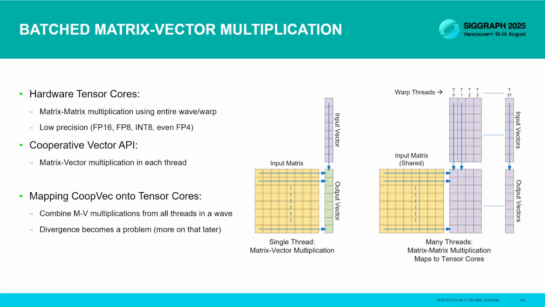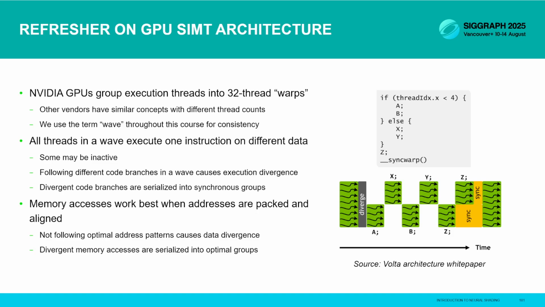When you look at a combination of matrix-vector multiplications from multiple threads, it's easy to see that the vectors can be just stacked together, and the multiple matrix-vector multiplications turn into a single matrix multiplication. But there is a catch, and it's called divergence. Let me remind you what divergence is first, and why it is bad.